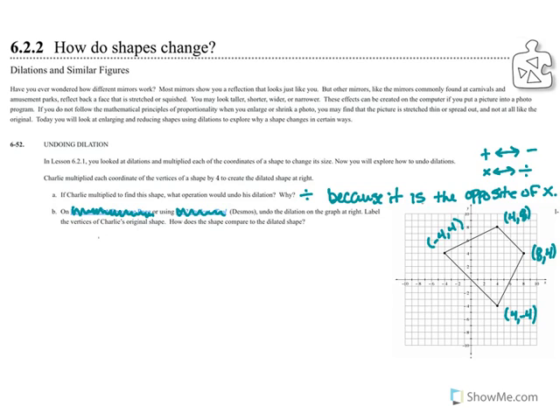Okay, so now we need to divide all of those by 4. So this is going to be negative 1, 1, 1, 2, 2, 1, and 1, negative 1. We just need to replot our points down. So negative 1, 1, 1, negative 1, 2, 1, and 1, 2.